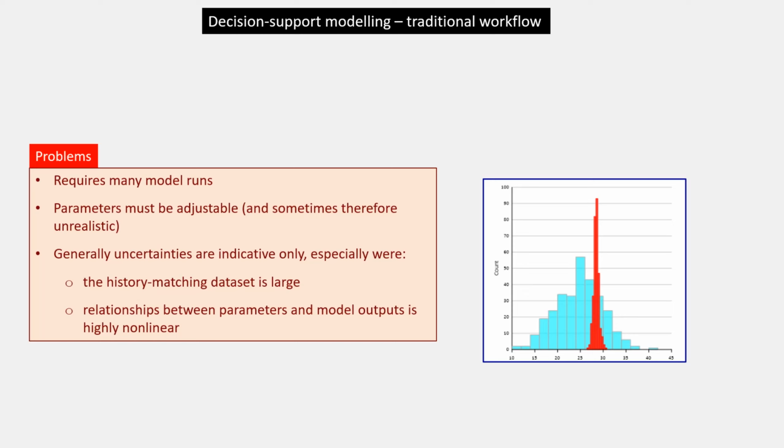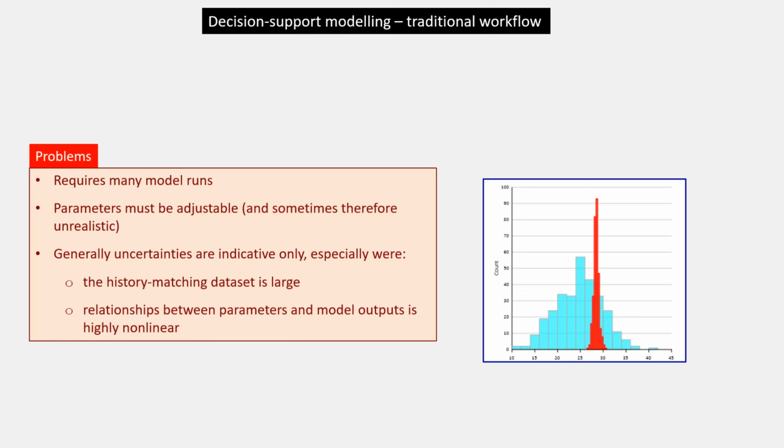Another problem when we're using something like an ensemble smoother is that often the uncertainties that we get out of the ensemble smoothing process are really only indicative. They may be too high, for example, if I don't fit the calibration dataset very well. They may be too low if there's ensemble collapse. It sure is better than not quantifying uncertainty, but often the uncertainties that I get out of this process are good but not great. Which begs the question, is there a better way to do all this?